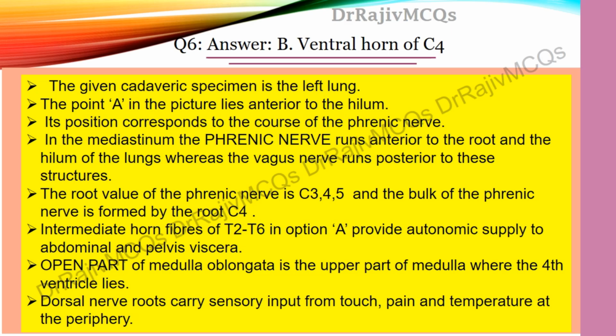Dorsal nerve roots carry sensory neural signals to the central nervous system from the peripheral nervous system. Dorsal root ganglia emerge from the dorsal root of the spinal nerves. They carry sensory input for touch, pain and temperature from the periphery towards the central nervous system for a motor response. Thus, option D is excluded.